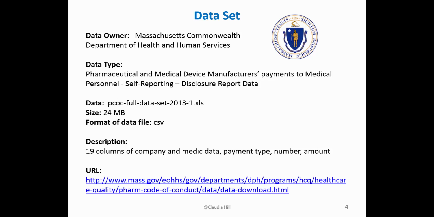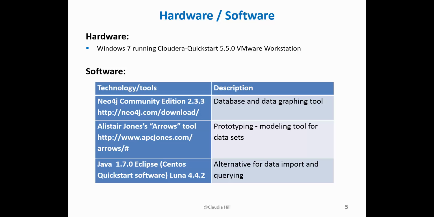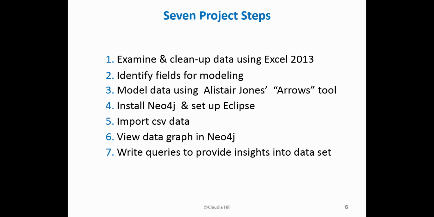And the data set being used is from the Massachusetts Department of Health and Human Resources, 19 columns of company and medic data. It's self-reporting data. The hardware in the project was Cloudera QuickStart with Neo4j, modeling tool, Java and Eclipse. We first cleaned up the data, we identified fields for modeling, we modeled the data, installed Neo4j and Eclipse, imported CSV data, and we graphed it, and we wrote some queries.